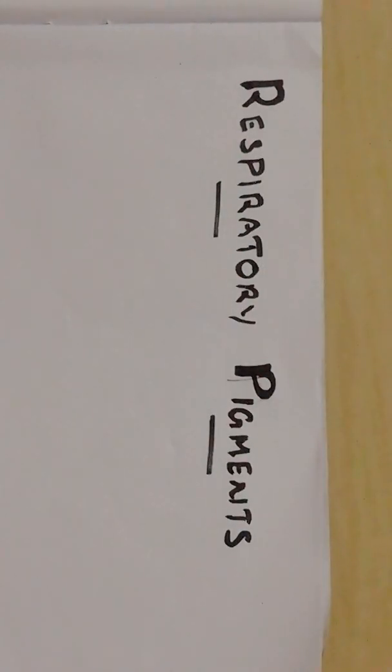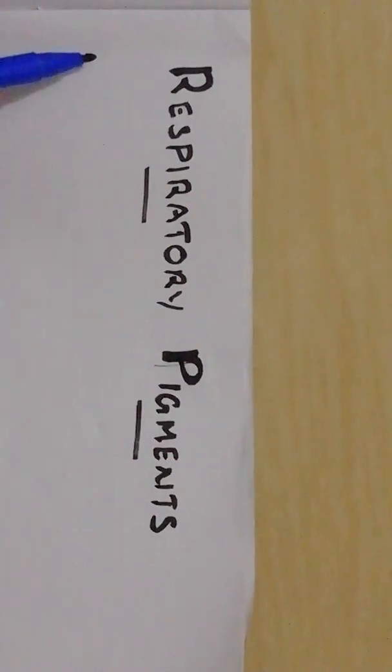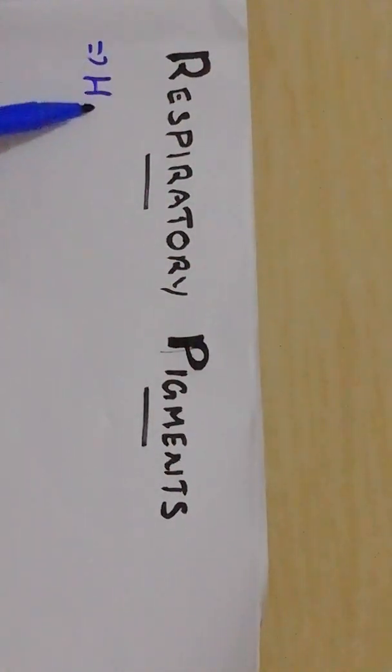Let us see the next one, respiratory pigments. Now we talked about the exchange of gases, which takes place on two sides: the alveoli and the tissues, right? Wherever the exchange takes place, the transportation is done with the help of blood circulation. The blood carries oxygen or carbon dioxide. Especially the pigment present inside the blood or RBC is known as hemoglobin. So hemoglobin is the major respiratory pigment.